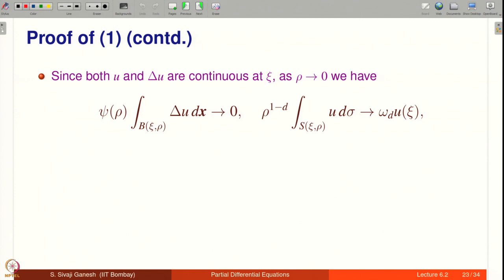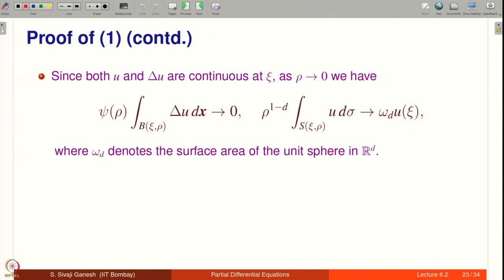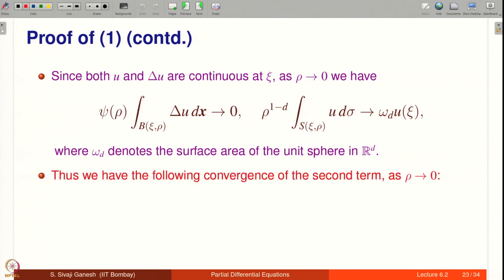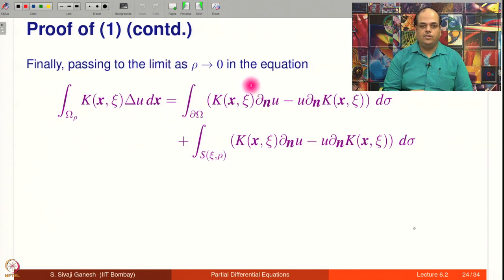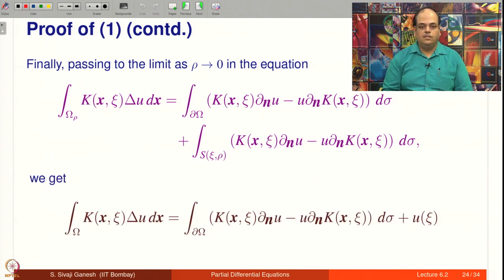Rho power 1 minus d times the integral over the sphere will go to omega d times u of xi, where omega d denotes the surface area of the unit sphere in R d. Please check these assertions by yourself. Thus, we have the following convergence of the second term as rho goes to 0. This is the second term, it goes to u of xi, because the first term went to 0 and the second term went to u of xi. Finally, passing to the limit as rho goes to 0 in this equation, we get this equation.